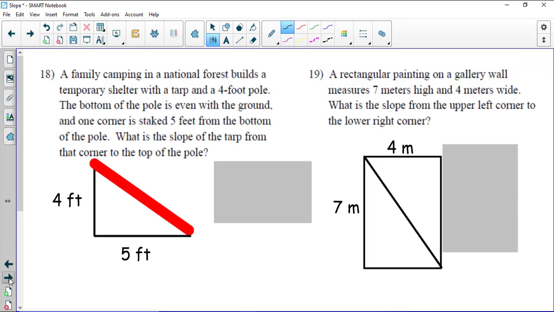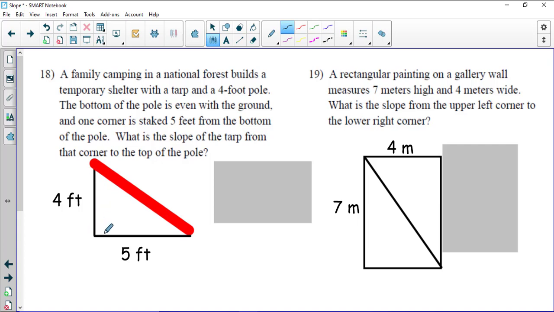All right, number 18. A family camping in a national forest builds a temporary shelter with a tarp and a 4-foot pole. The bottom of the pole is even with the ground, and one corner is staked 5 feet from the bottom of the pole. What is the slope of the tarp from the corner to the top of the pole?